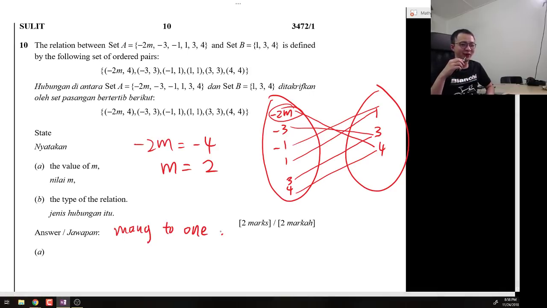Y is negative 4. Do you see the pattern? I guess the equation here between set A and set B should be x squared. Is it x squared? No, it's not x squared. I guess it's modulus x. So that means whatever value you insert into the x here, like negative 3, you get positive 3. So you might guess, is negative 2m equal to 4? But the 4 already has 4 to 4, so this one cannot be 4 anymore. The negative 2m must be negative. So you should be able to understand it.